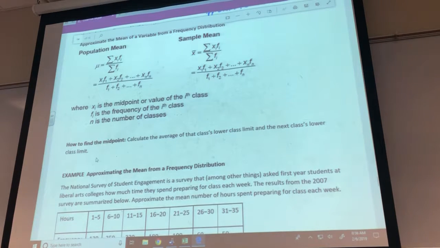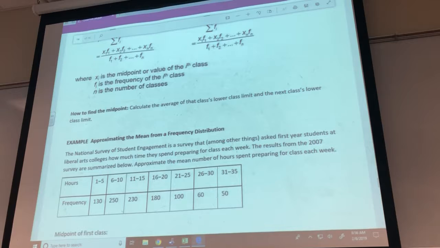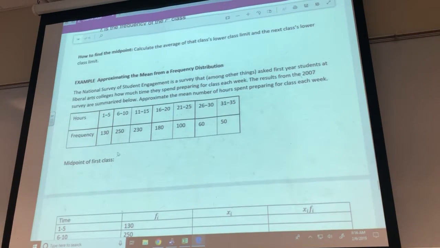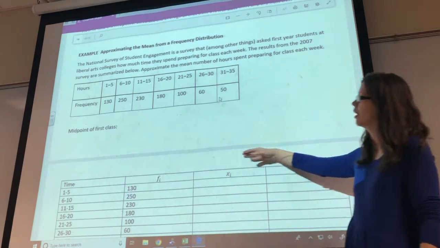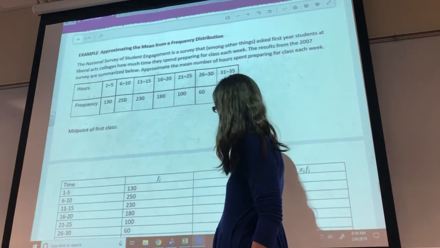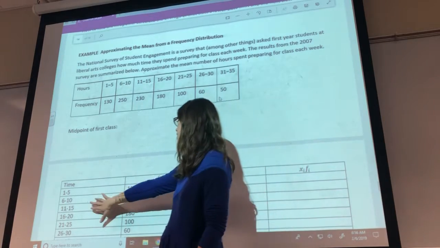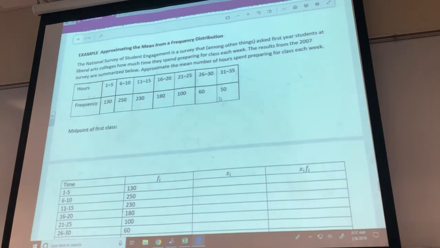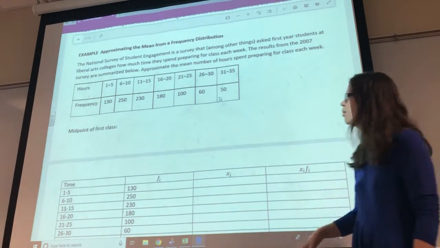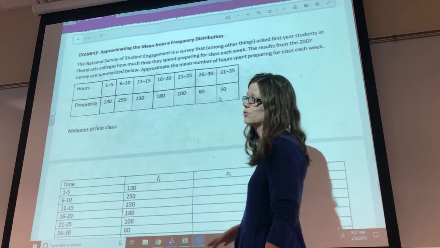So they have this example right here. We're looking at first year students and how much time they spend preparing for class each week. We're going to approximate the mean number of hours spent. So here we go. Here's our frequency distribution. It's written kind of horizontally. On the next page, it's written again vertically, just to make it kind of nice. Here's your classes. Here's your frequency. But right here in your x i, those are going to be your midpoints. We're not going to do this part right here, but we are going to go through and figure out what our midpoint is for each of them.